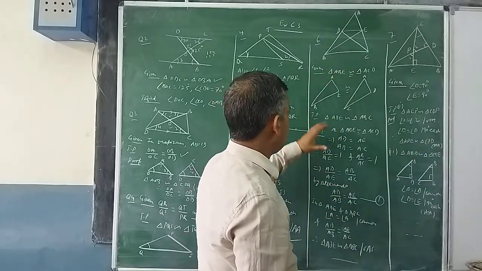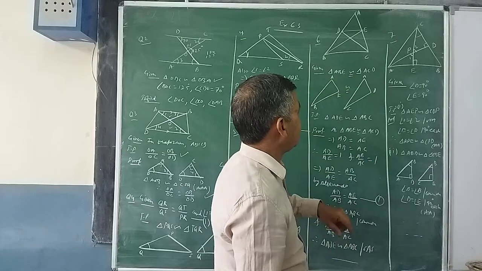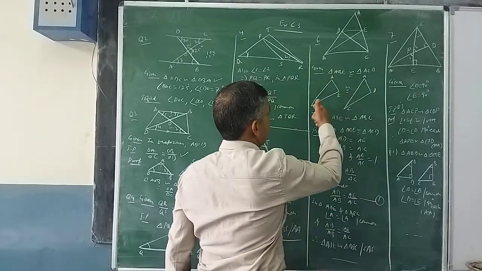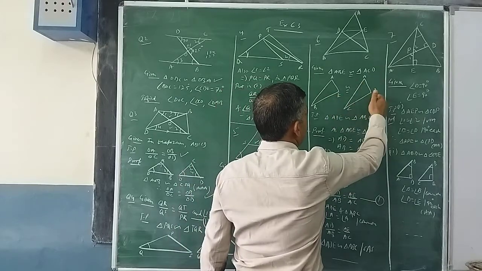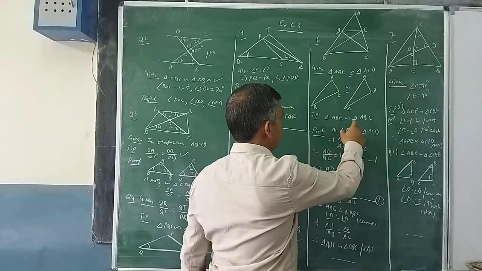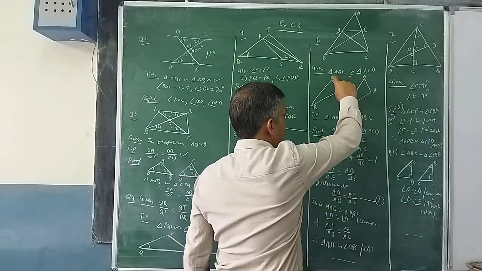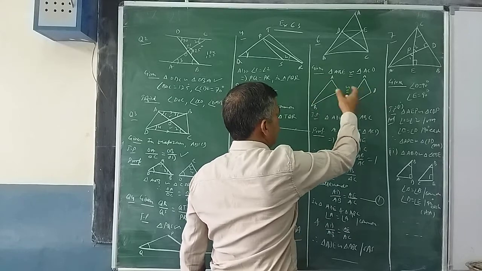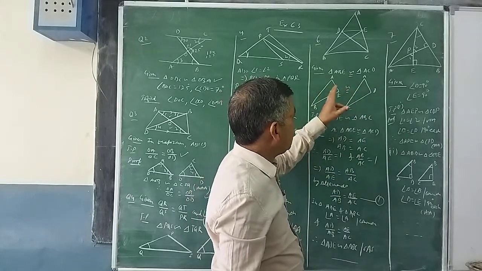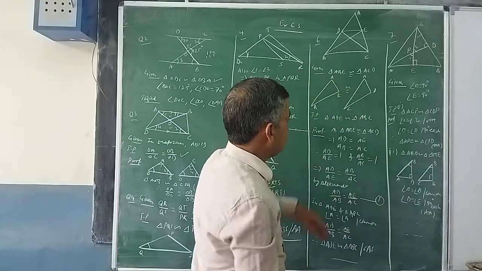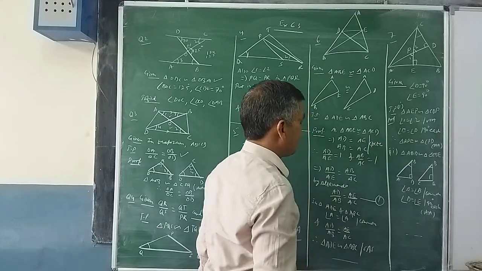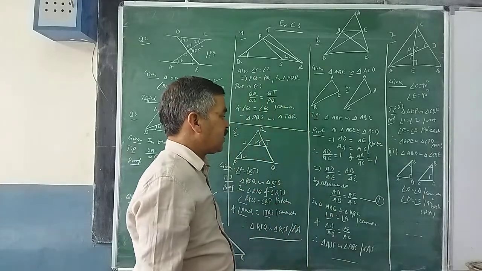So what I did here, whatever the two triangles are given congruent to you, I just drew those triangles separately here, that is ABE and your ACD. These two triangles are congruent to each other. So accordingly, I have arranged that AD will be equal to AE, your AB will be equal to AC, because these are equal to each other by CPCTC. You can mention that CPCTC, corresponding parts of congruent triangles are always congruent.